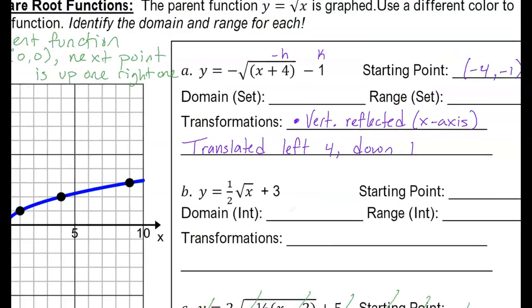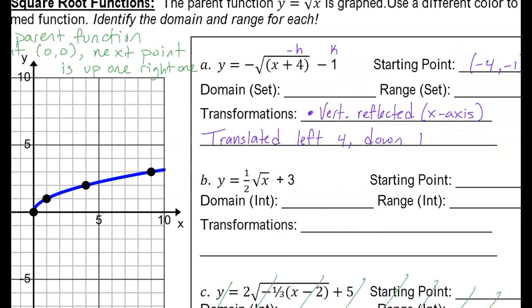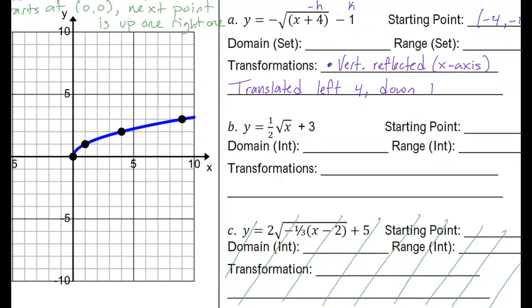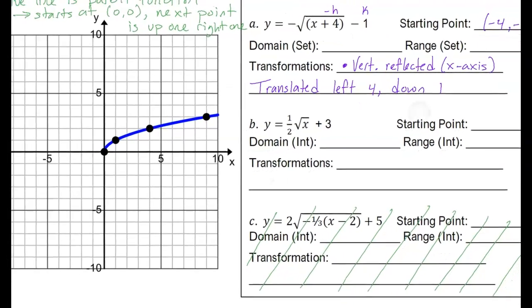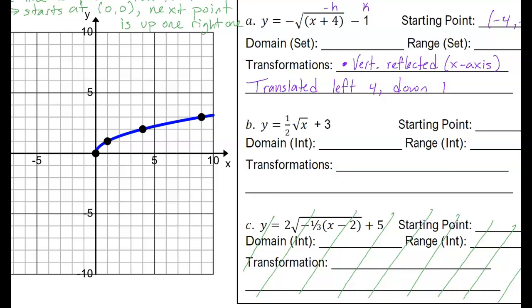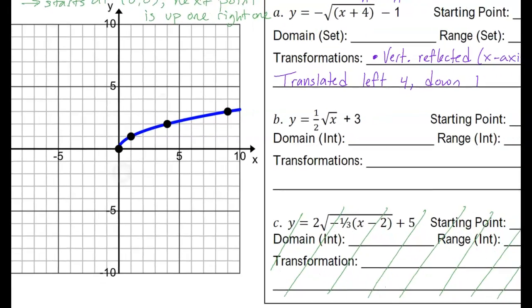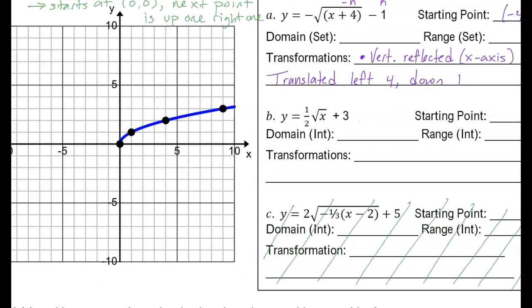So let's go ahead and graph it, and then we'll discuss our domain and range, okay? The first thing we're going to do is reflect it. So in our heads, we take this parent function and it's now upside down, over the x-axis. Then we move our starting point. We're no longer at 0, 0. Instead, we're moving left 4, 1, 2, 3, 4, and down 1. So that's our starting point right there.